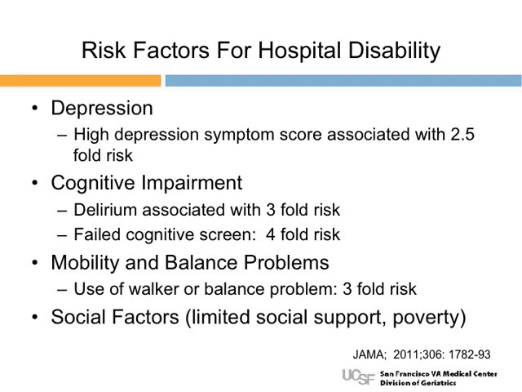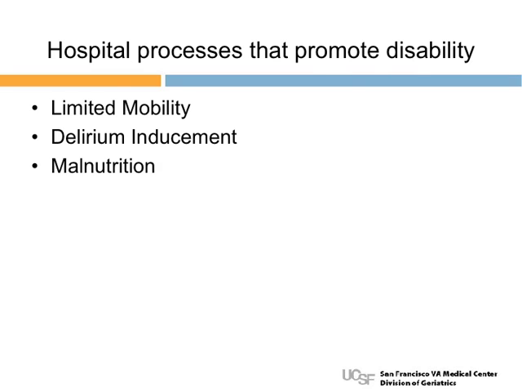In aging, social factors are really important. As we've known for over 100 years, poor social function actually is often a stronger predictor of health outcomes than classical measures of health. So things like limited social support and poverty have also been shown to be strongly associated with hospital disability.